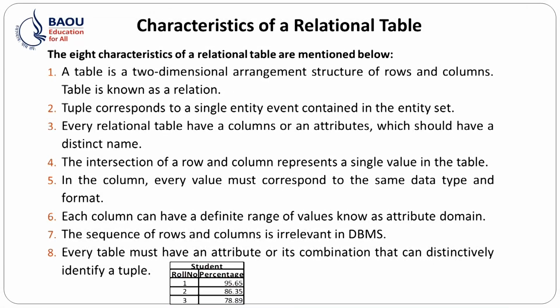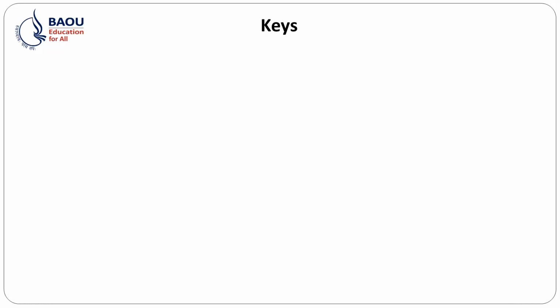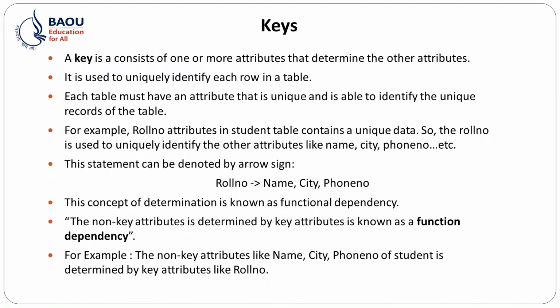Now, what are keys? A key consists of one or more attributes that determine the other attributes. It is used to uniquely identify each row in a table. Each table must have an attribute that is unique and able to identify the unique record of the table.